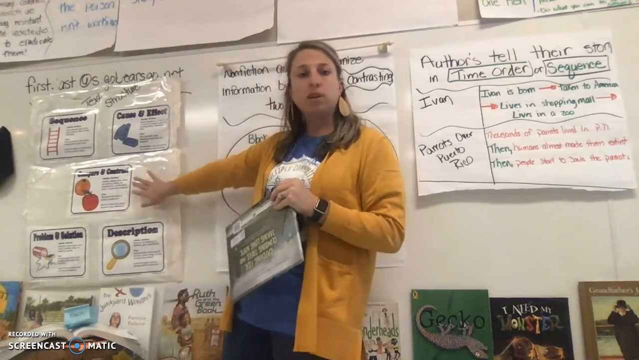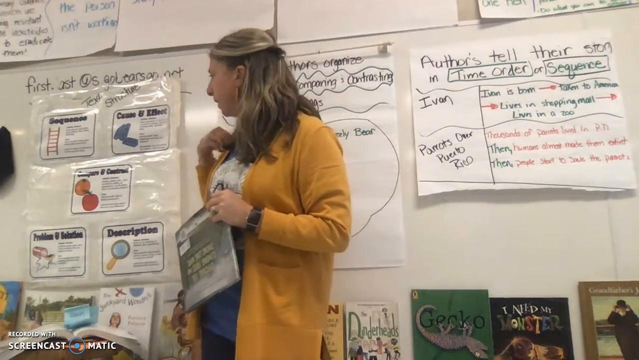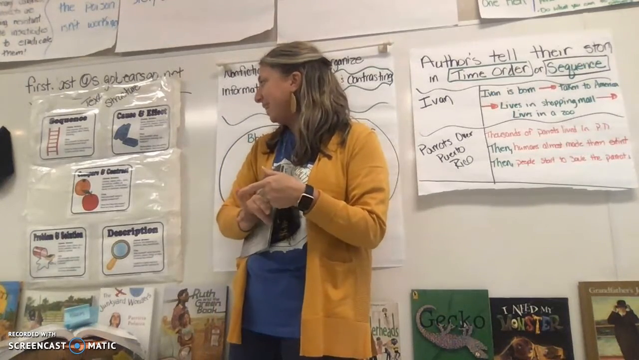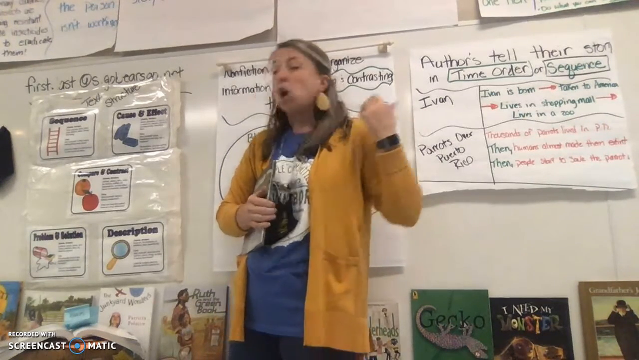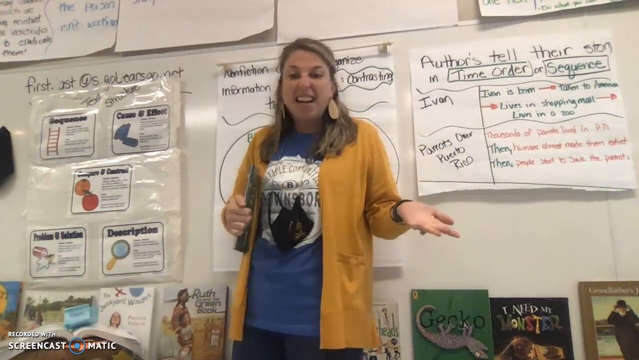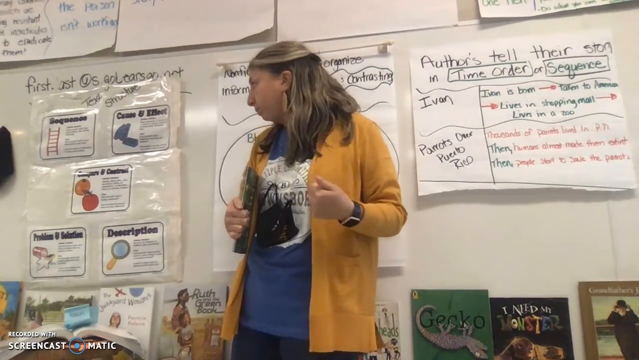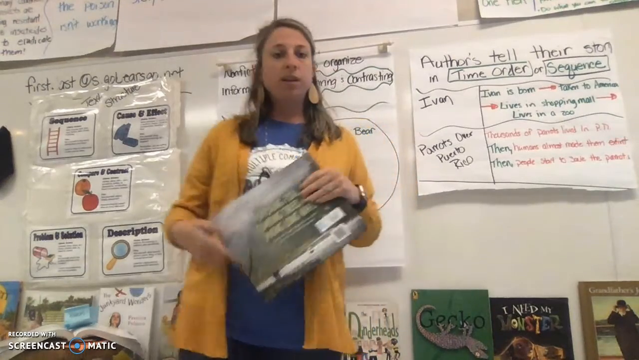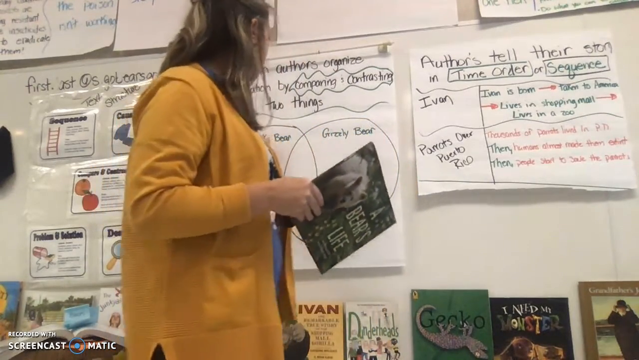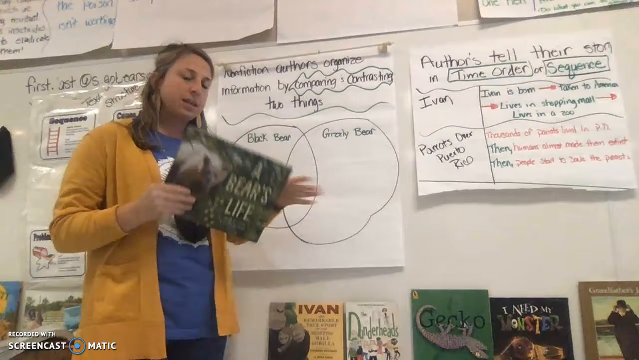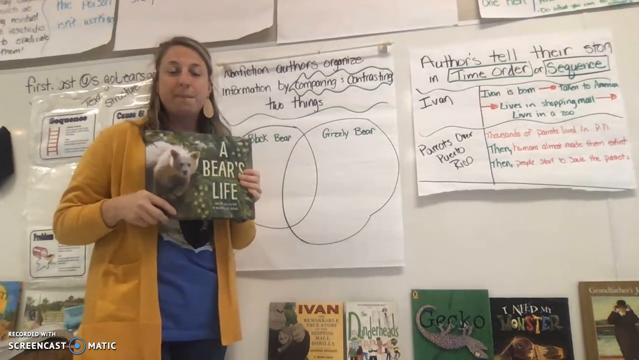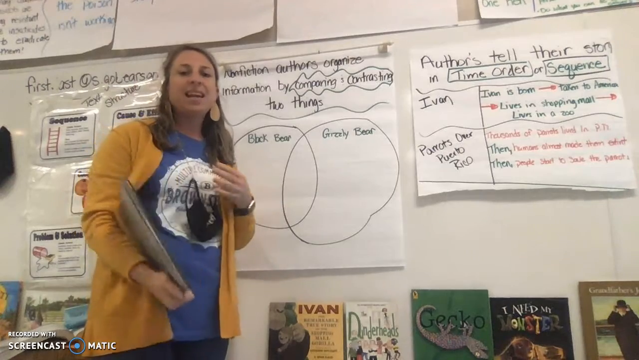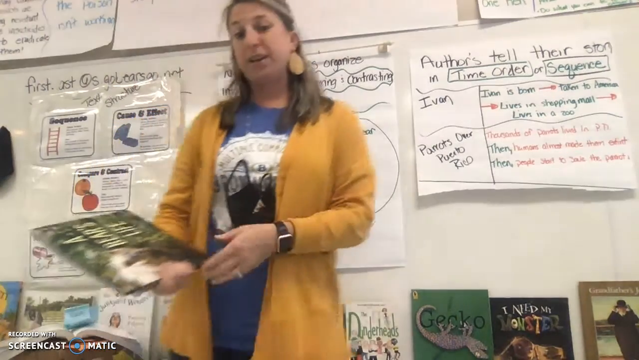I want us to look at my little chart I have here. It says in compare and contrast, you're going to see words like similar, same, alike, opposed to, on the other hand, instead of, unlike, or as well as. Today, for our compare and contrast, we're going to take the black bear and the grizzly bear from our book we read today, A Bear's Life. And we're going to compare and contrast them and see how the author used some of those compare and contrast words.